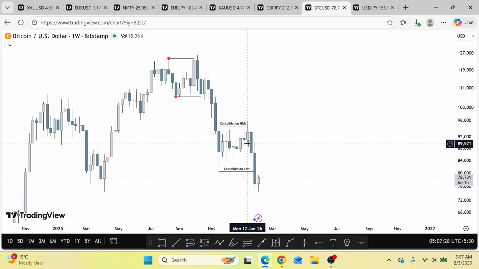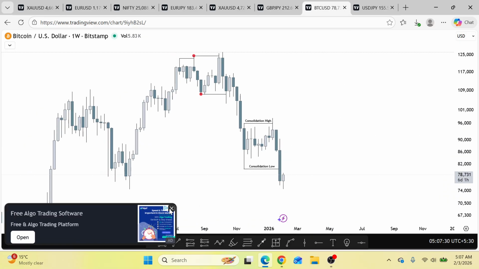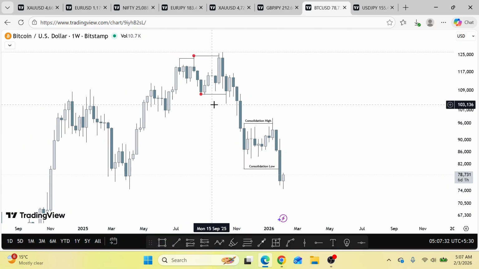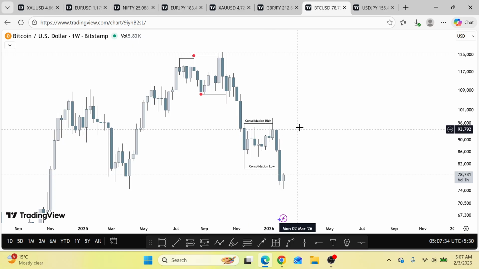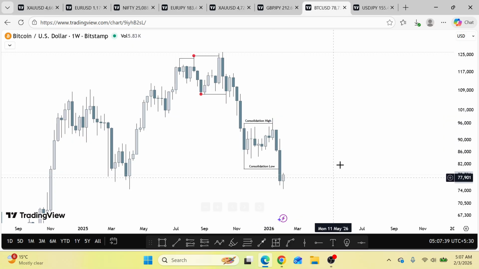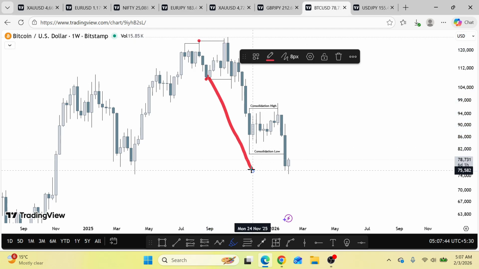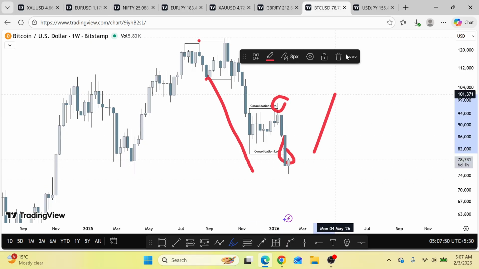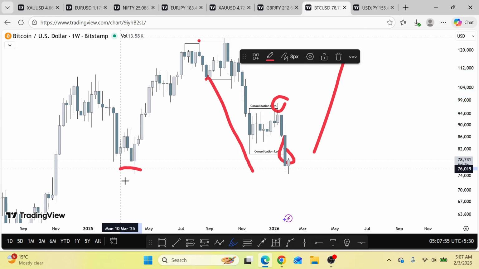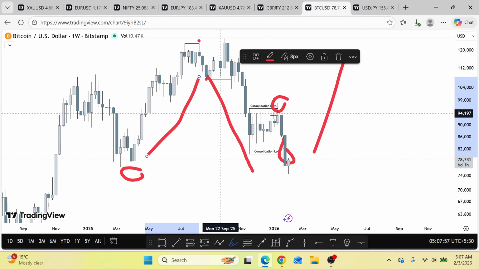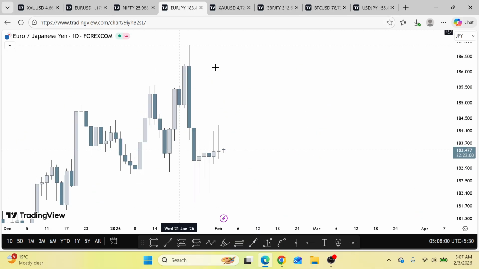As I told you, in this consolidation high and low, what the market often does when we are in a consolidation is manipulate one side of the range and then continue in the original direction, because in this move we are bearish. So in a bearish market, it sweeps the highs and runs towards the lows. In a bullish market, it is completely opposite: sweeping the lows and running towards the highs.